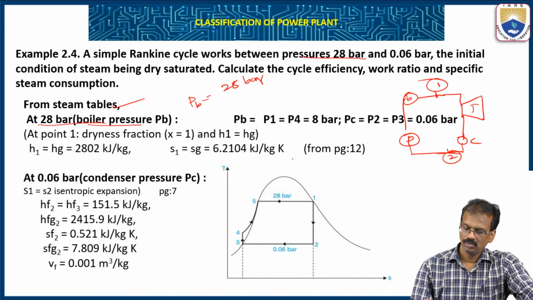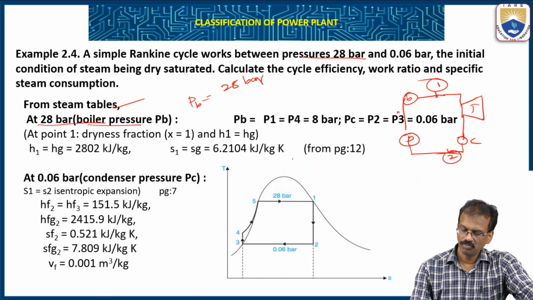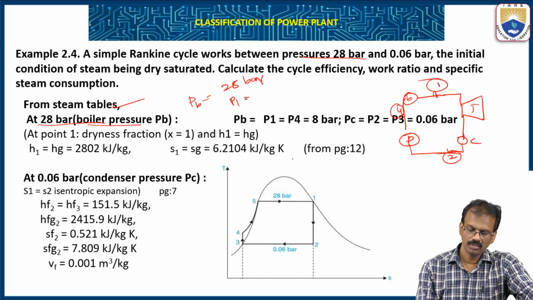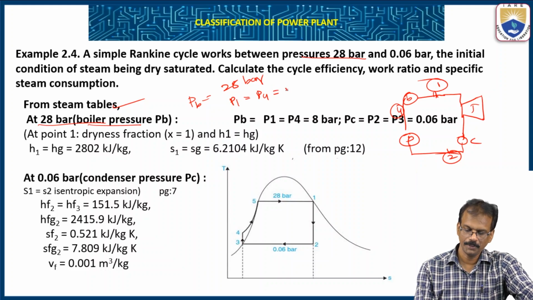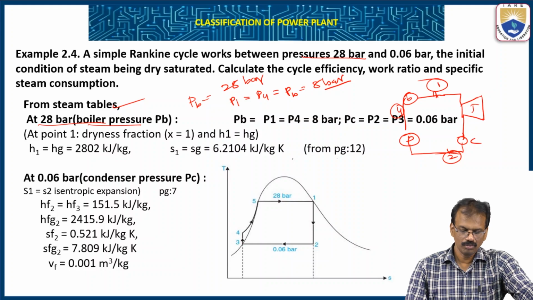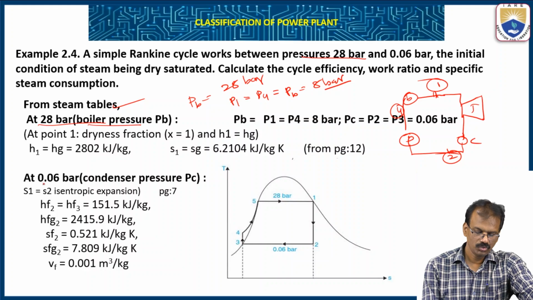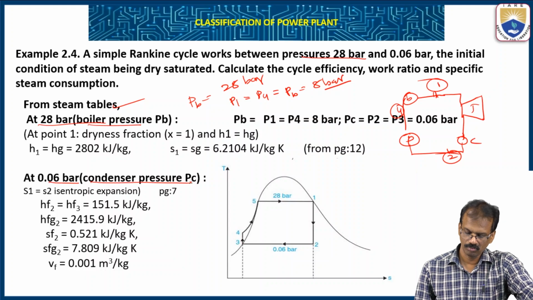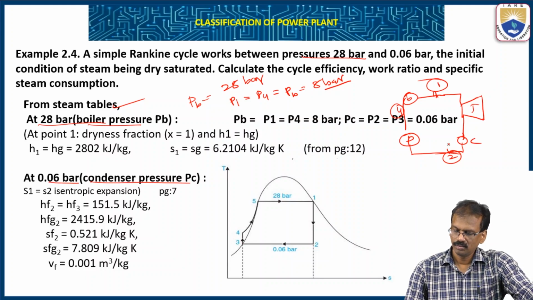So you know that boiler pressure means, this is point 4 and this one is point 1, entering pressure and leaving pressure. Both are the same. So P1 is equal to P4, that is the boiler pressure PV, equal to 28 bar. This is the given value. Similarly, the second pressure is also given, at 0.06 bar. We can say that is the condenser pressure.